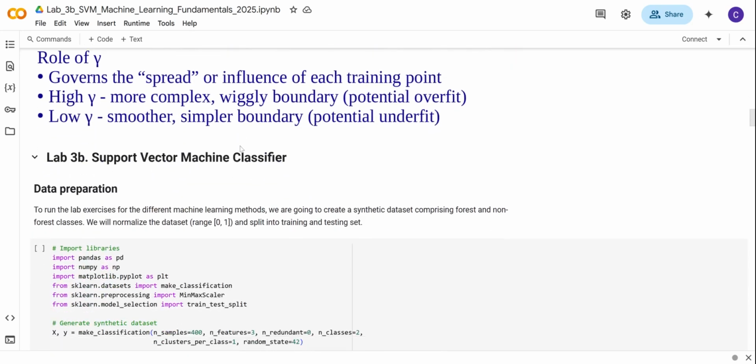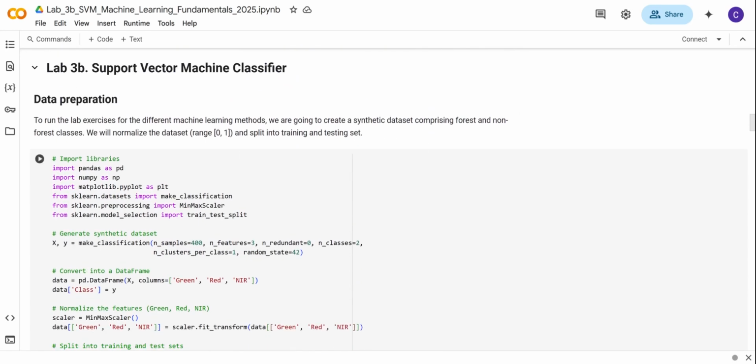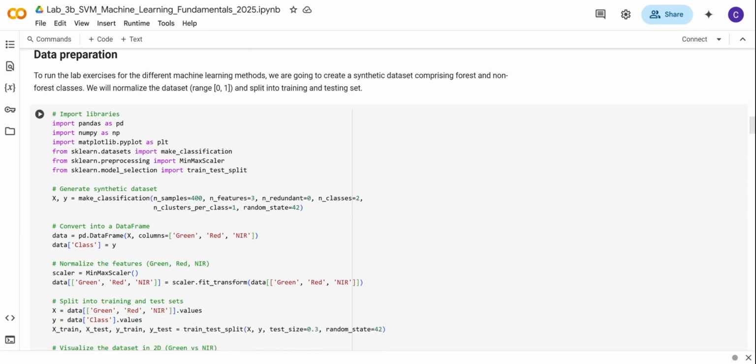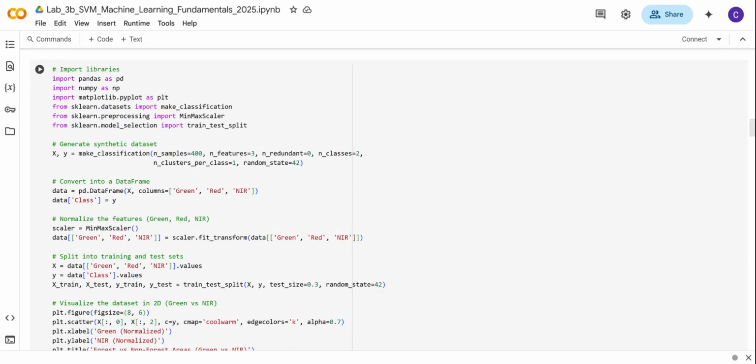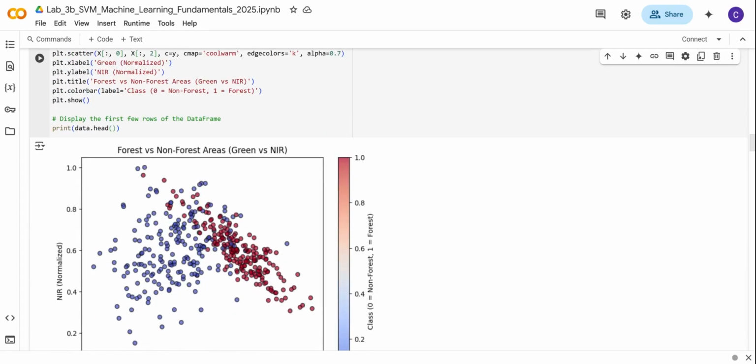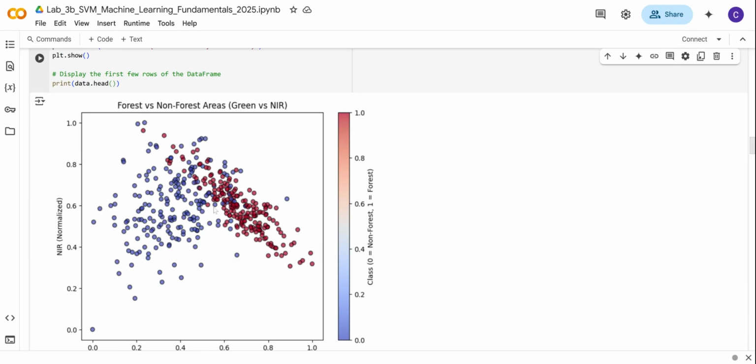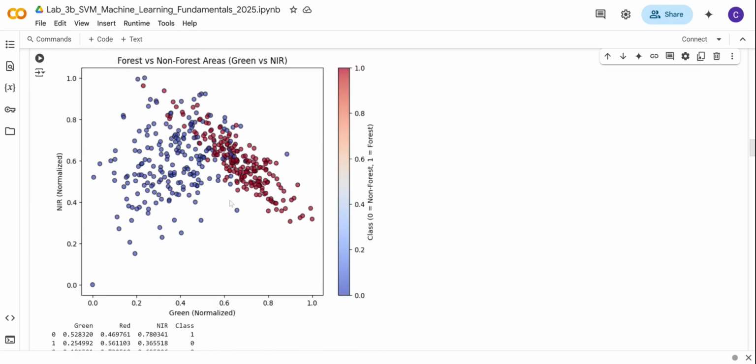Now let's jump into a simple exercise, as we have done with the k-nearest neighbor. We are also going to use the same static data sets that we have used before, which show the forest and non-forest classes. The first thing is to create the data set. Here I've used a data set of 400 points with 3 features, that is green, red, and near-infrared bands. Our target is the 2 classes, forest and non-forest. This is how our data set looks for the 400 points.